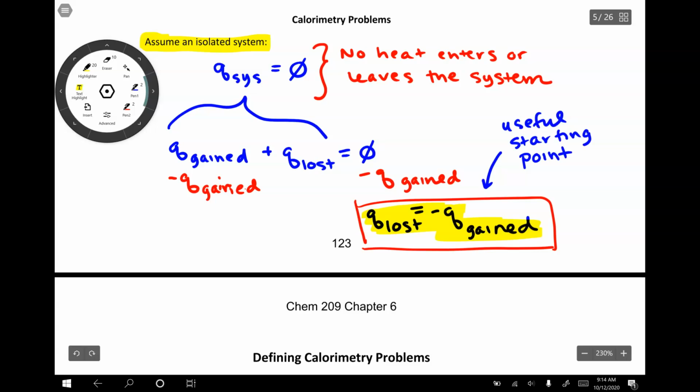For your calorimetry problems. So I'm going to stop this video here, and where we're headed to is I'm going to show you different types of calorimetry problems that you're going to see and show you how to go about defining and solving those problems. So I'm going to stop this video here.